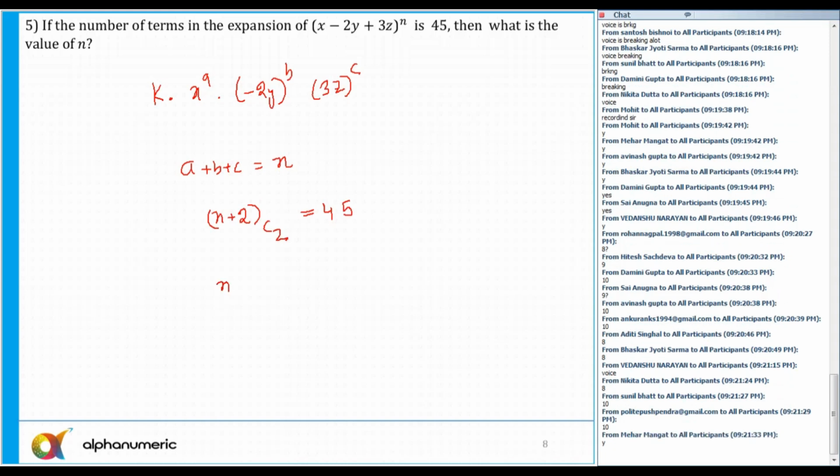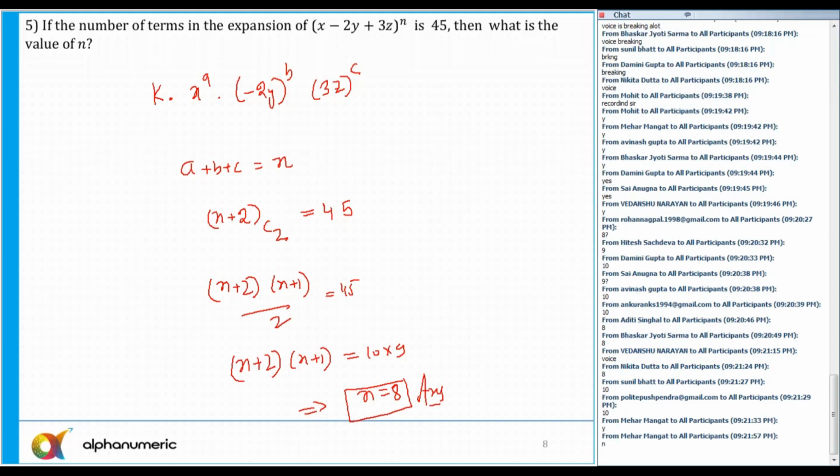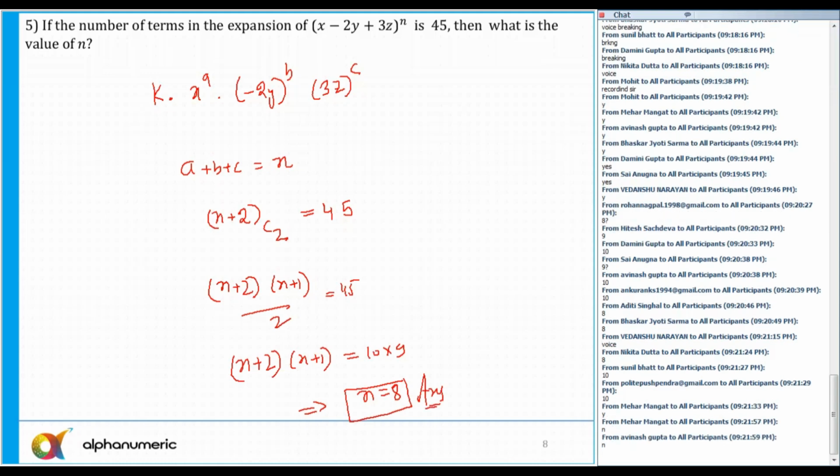Or I can say this is n plus 2 into n plus 1 by 2, which is equal to 45, and you can solve it. This is n plus 2 into n plus 1, which is equal to 90, which is 10 into 9, the product of two consecutive numbers. So n is equal to 8. Any doubts to anyone now? No. So can I move to the next question?